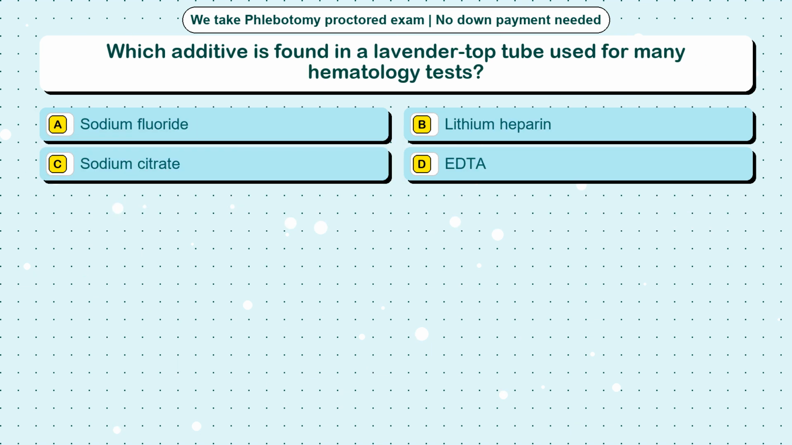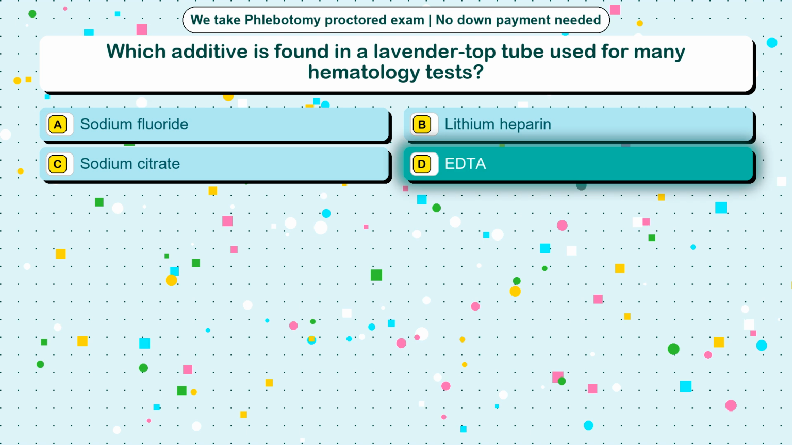Question 91. Which additive is found in a lavender top tube used for many hematology tests? Option A. Sodium fluoride. Option B. Lithium heparin. Option C. Sodium citrate. Option D. EDTA. The correct answer is option D.